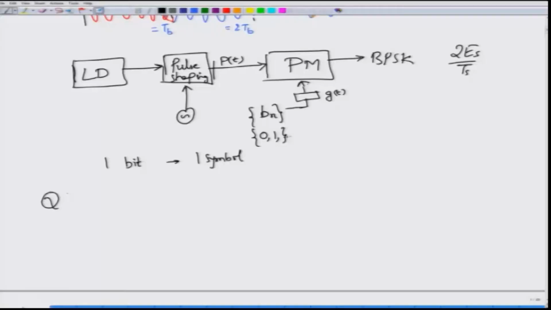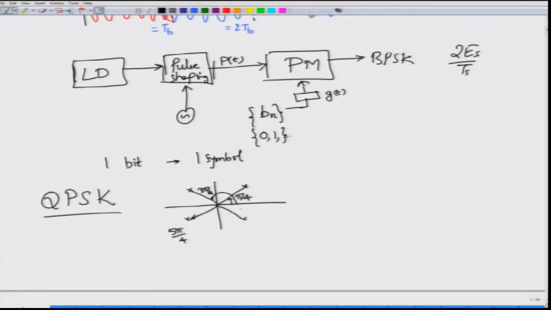One simple solution to increase the spectral efficiency is to use what is called quaternary phase shift keying. Quaternary stands for 4, so your phase goes through 4 different values. There are various ways in which you can arrange them, and we will of course look at the standard QPSK format, given by the constellation points that would look like this. The constellation values are pi by 4, then 3 pi by 4, then 5 pi by 4, and finally minus pi by 4, because 7 pi by 4 is minus pi by 4.